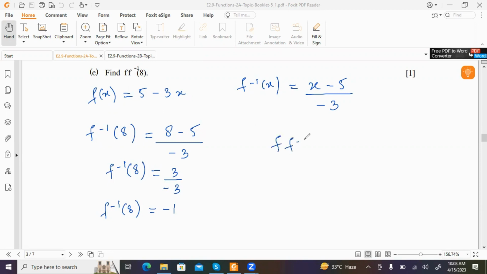So f of f inverse of 8 basically will be f of negative 3 times negative 1. Since the value of f inverse of 8 is negative 1, we just directly substitute that as the domain of f of x for this composite function. That's going to be 5 plus 3, which is 8. Next answer.